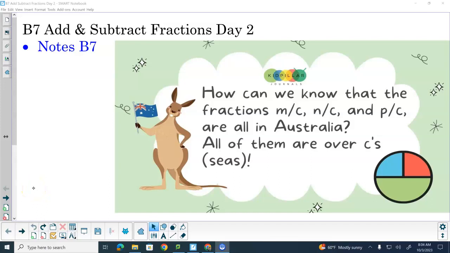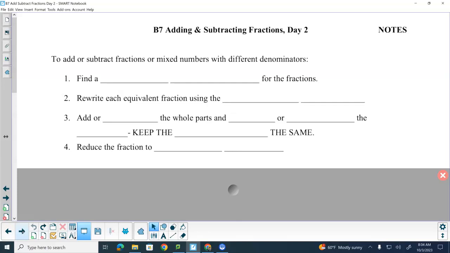Review first. So when we're adding and subtracting fractions, first thing that we have to do from yesterday, when we're adding and subtracting fractions, what's the first thing we got to do? Find a common denominator. Yes, ma'am.